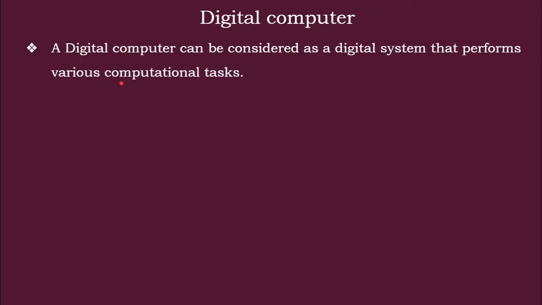Let us see the definition of a digital computer. A digital computer can be considered as a digital system that performs various computational tasks. So what is the difference between a digital system and a digital computer? A digital computer performs only the computational task. A digital system that does only the computational task is called a digital computer.